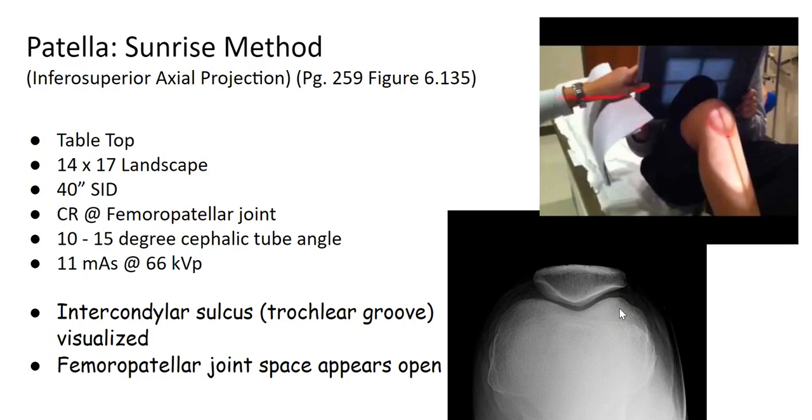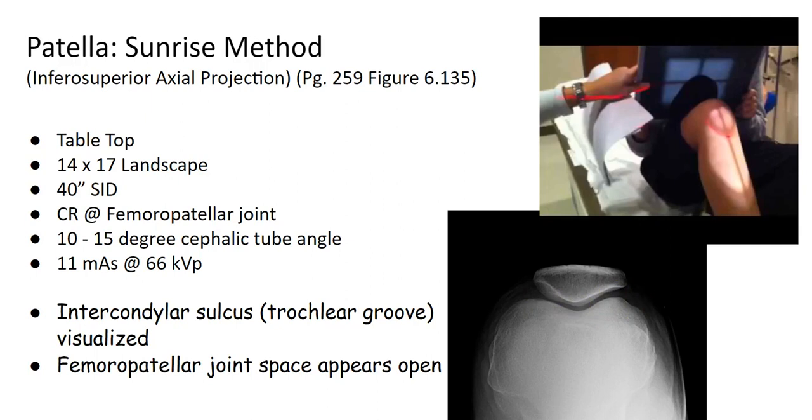You also want to see the joint space between the femur and the patella nice and open. And you see that here. Again, if you increase flexion more than 45 degrees, that can narrow that joint space. So that is your patella.